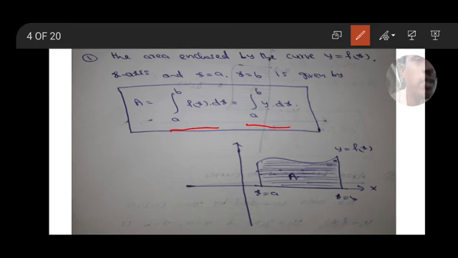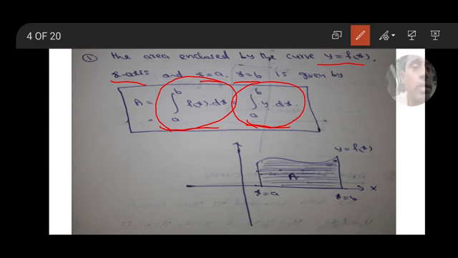In these four quantities, y equal to f of x, x axis, x equal to a line, x equal to b line, the area is integration a to b f of x dx or integration a to b y into dx. It's a diagram. Suppose this is the curve y equal to f of x, and x axis, x equal to a line, x equal to b line. The area covered by these four quantities has the formula integration a to b f of x dx.